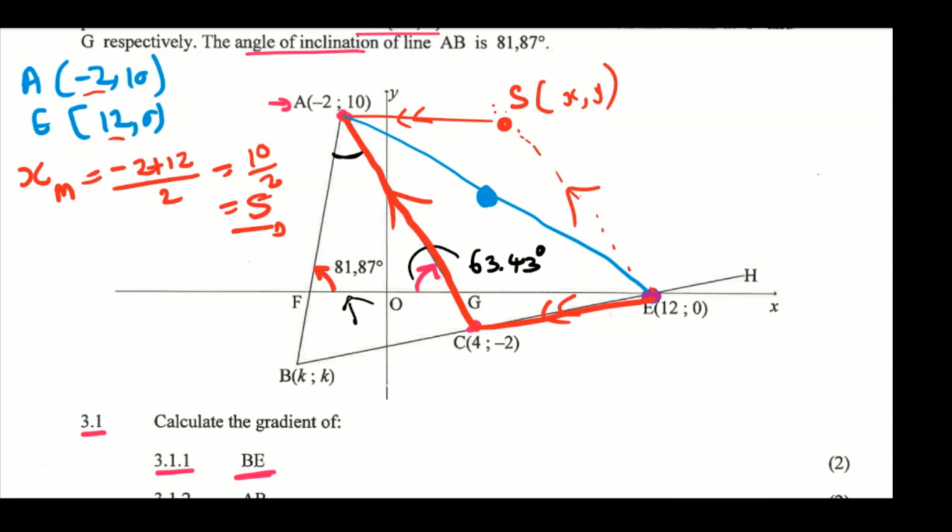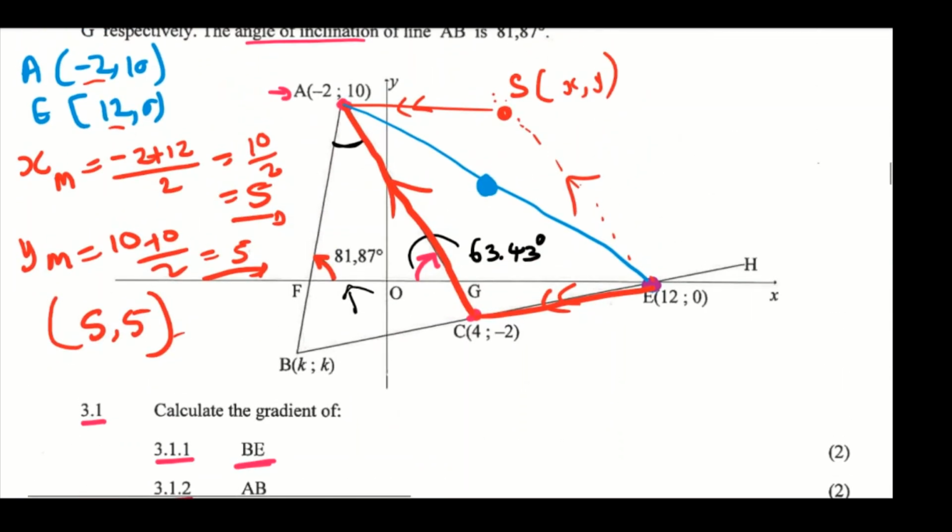So that's the x value of the midpoint, and then the y value of the midpoint is equal to (10 + 0) over 2, which is equal to 5. So now it concludes that the coordinates of the intersection of the diagonals are (5, 5). And then, let me erase this.